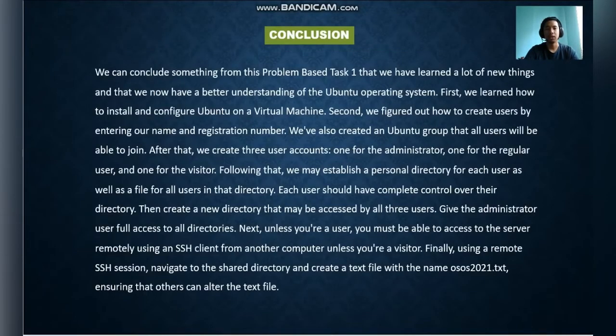Okay, next is the conclusion. For the conclusion, we can conclude from this problem-based task 1 that we have learned a lot of new things, and that we now have a better understanding of the Ubuntu operating system. First, we learned how to install and configure Ubuntu on a virtual machine. Second, we figured out how to create users by entering our name and registration number, and we also created an Ubuntu group that all users will be able to join.